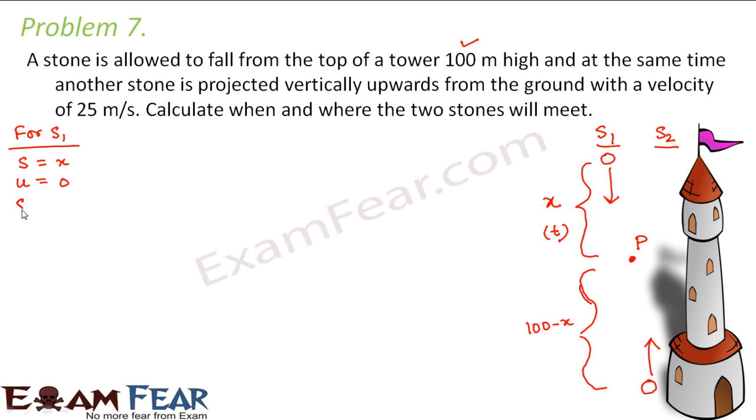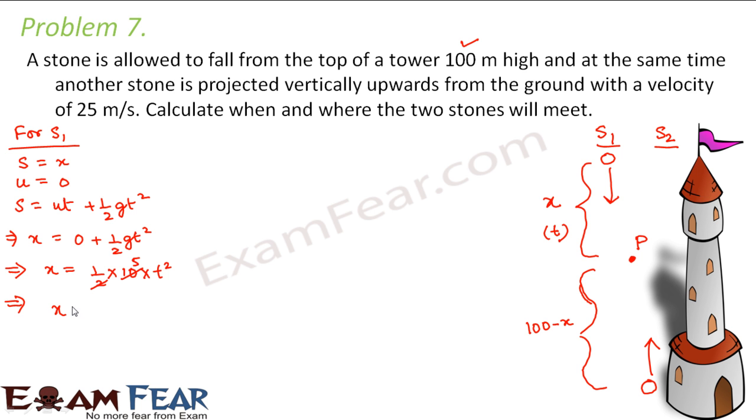So now we can write this second equation of motion as S is equal to ut plus half gt square. So here g is positive because the stone is falling down. So in this we can put this value. So this becomes x is equal to 0 plus half gt square, or we can say what is the value of g? Let us take g as 10 meter per second square. So this will be 10 into t square. So this is 2 5s are 10.